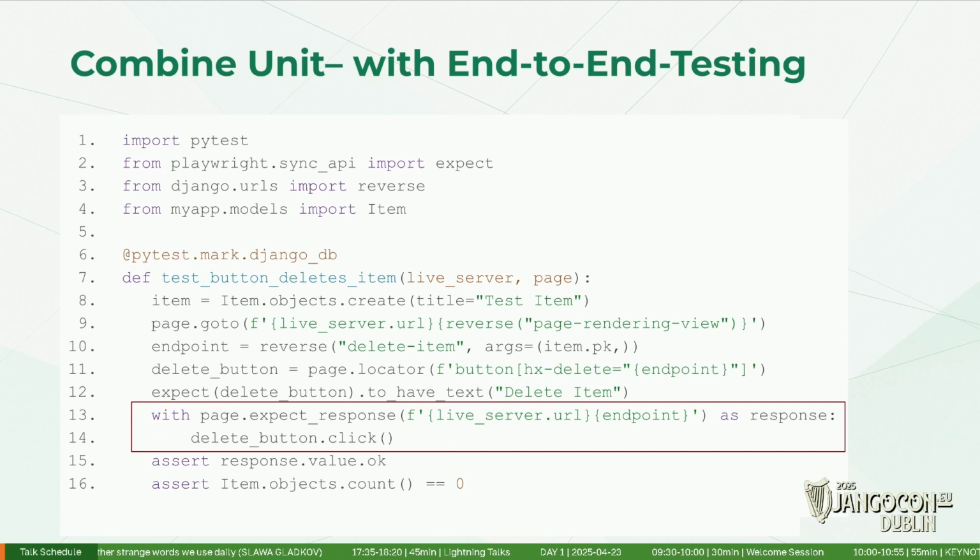Instead, Playwright provides an expect response method. This ensures that the test does not proceed until the endpoint delivered the response. If the expected response is received, we can safely assume that the item has been deleted from the database.